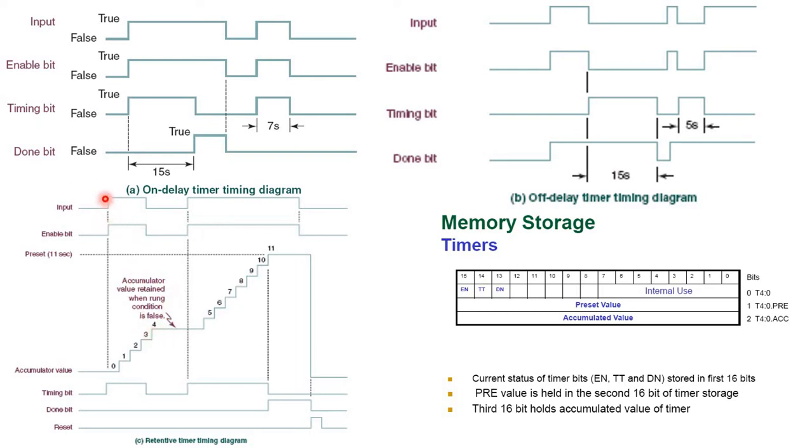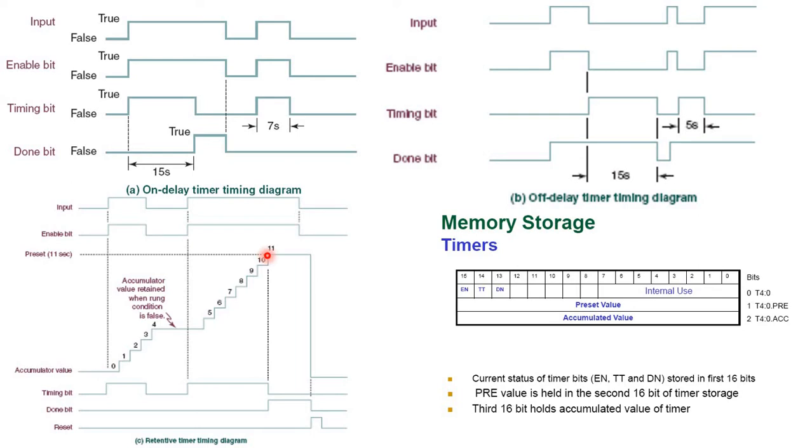Let's say your input is true, so enable is true, and you start to count the timing, so the timing bit becomes true. But after the 4th second, let's say your total delay is 11 seconds, your input becomes false, and your timer will become false, but your accumulator will still remain at the 4th second. Then after a certain period of time you turn on the switch, your enable bit will become true again, your timing bit will become true, and it will start to count again from the 4th second, not from the 0th second.